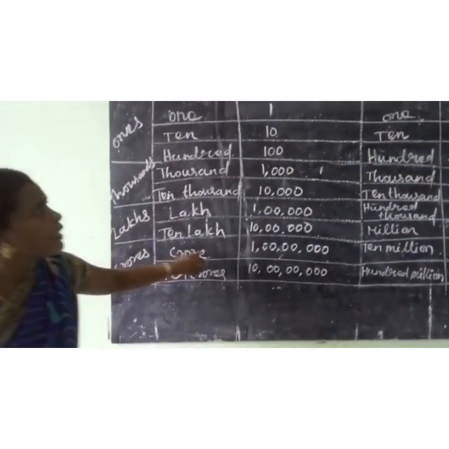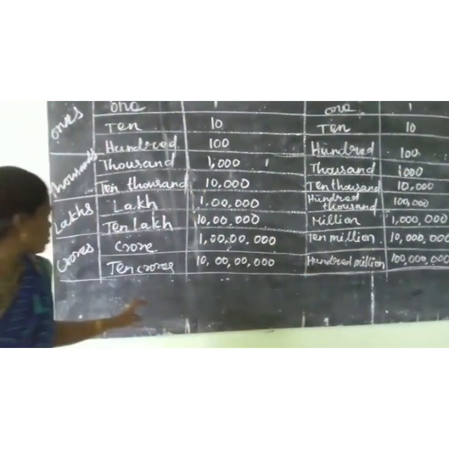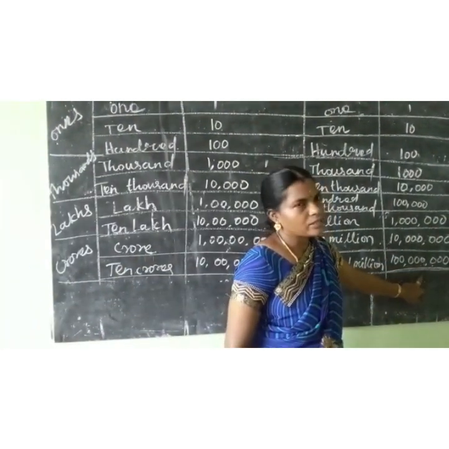Indian system crore, international system 10 million. Indian system 10 crores, international system 100 million. Okay.